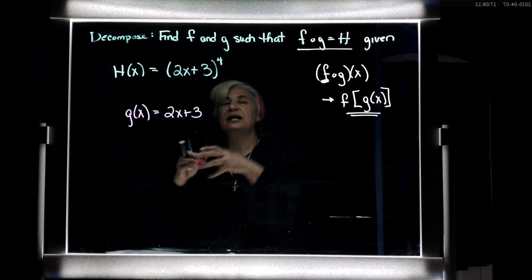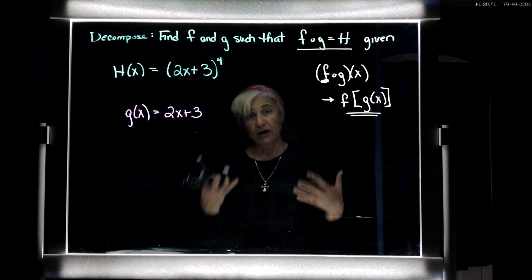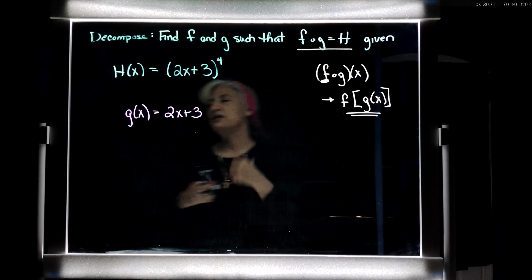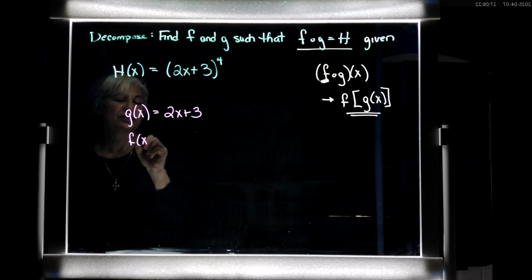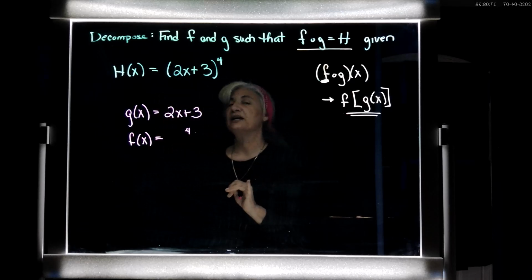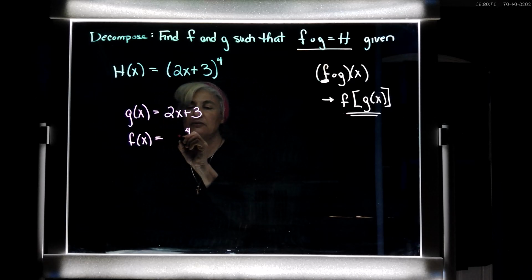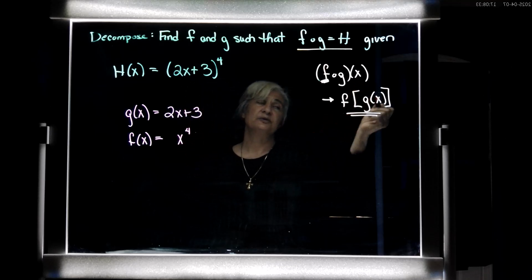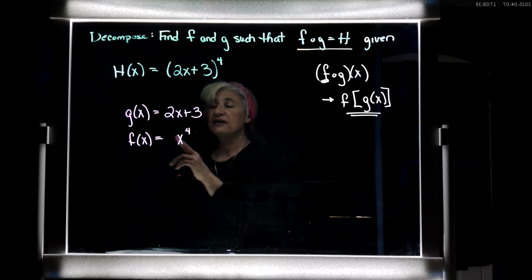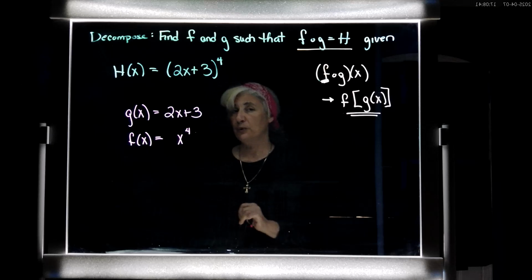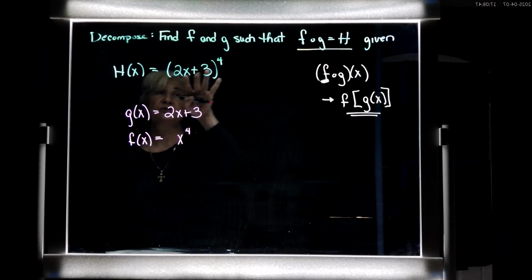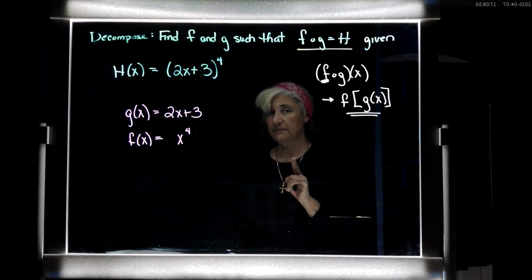Then if that's what's inside, what's outside? The power of 4, right? Because this thing was raised to the power of 4, which means the outside function f is to the power of 4. So here's the thing. Generally speaking, we're going to call it x because we're dealing with the variable x. So f of x is going to be something to the power of 4. G of x is going to be 2x plus 3, what we assume to be the inside function. Got it? Okay.